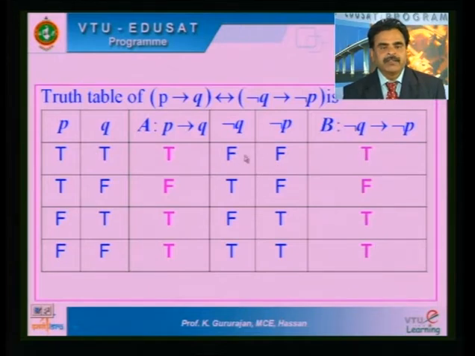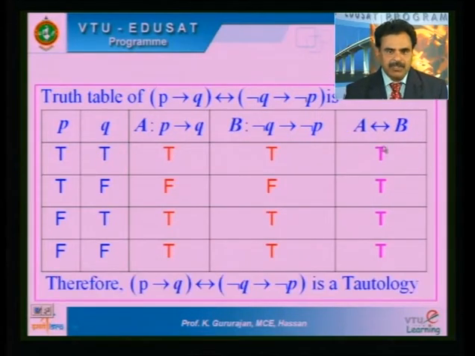Now, negation Q implying negation P. What do you find now? See, T, F means F. Otherwise, it is always true. Now, what do you find? These two formulas have the same truth values. So, therefore, we can claim that these two are logically equivalent.